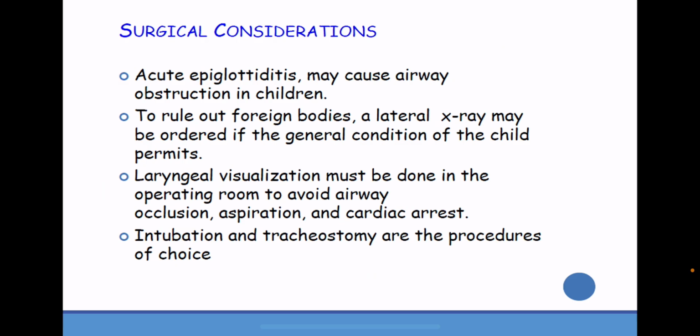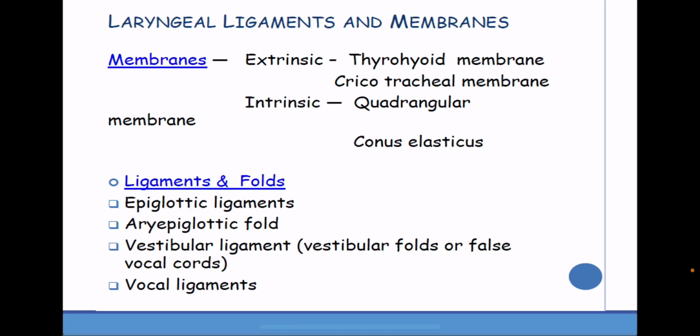And here we have surgical considerations. Acute epiglottitis may cause airway obstruction in children. To rule out foreign body, a lateral X-ray may be ordered if the general condition of the child permits. Laryngeal visualization must be done in the operating room to avoid airway occlusion or aspiration and cardiac arrest. Intubation and tracheostomy are the procedures of choice.